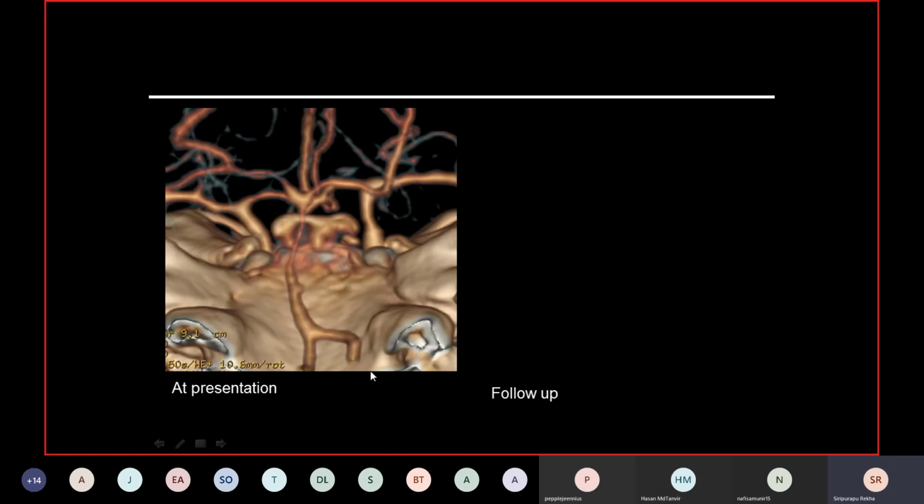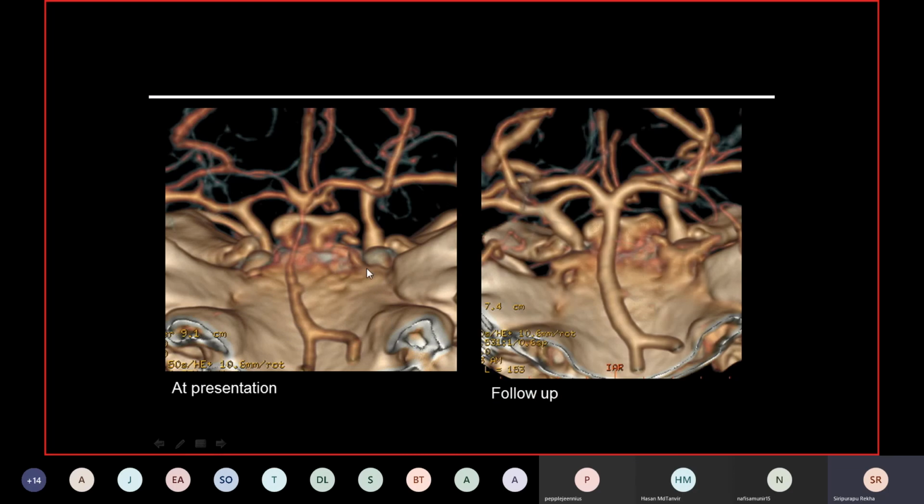But I'll show you the rest of the images. So this is at presentation, and this is at follow-up. So what do you think the underlying diagnosis here is?